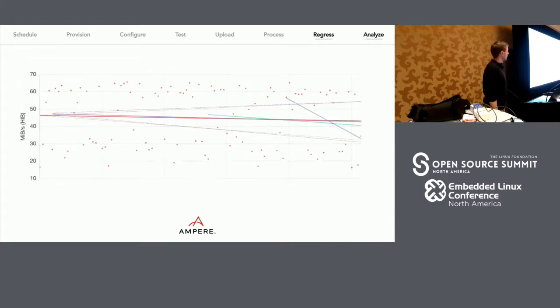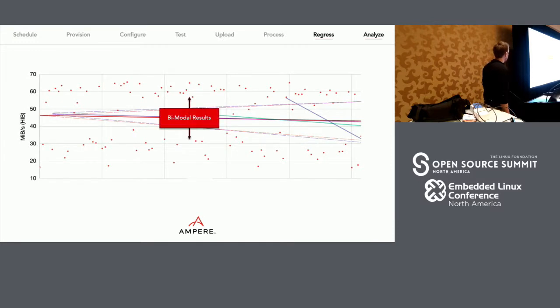Another example of something we might see out of the system are bimodal result sets. I don't have an answer for why this is. I haven't had a chance to debug this particular problem. You can see that half the time our results are around 60 and half the time they're around 30 here. This was caught because of a very, very high coefficient of variance. So it's basically the standard deviation as a percent of the mean.